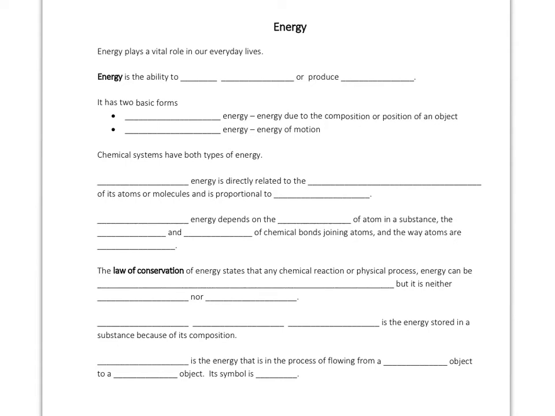Energy plays a vital role in our everyday lives, and it is the ability to do work or to produce heat. We've got two basic forms of energy, and those are potential energy, which is the ability to have energy based on the composition or position of an object. We also have kinetic energy, which is the energy of motion, which we already know a fair amount about.